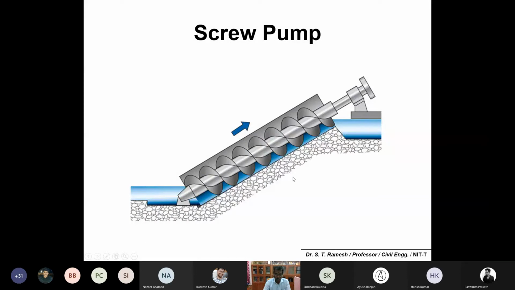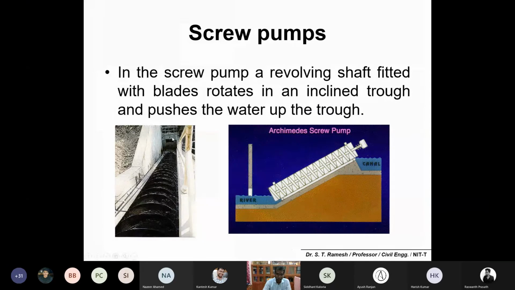Okay, so I have modified my slides with pictures. Probably you could understand better now. Okay, screw pump consists of a revolving shaft fitted with blades that rotates in an inclined trough. That's what I told you, trough, and pushes the water up towards the top. So thereby you are able to pump higher density fluids like sludges and in some cases wastewater as well. Not for water, but in some cases they may also do it for wastewater pumping like this.